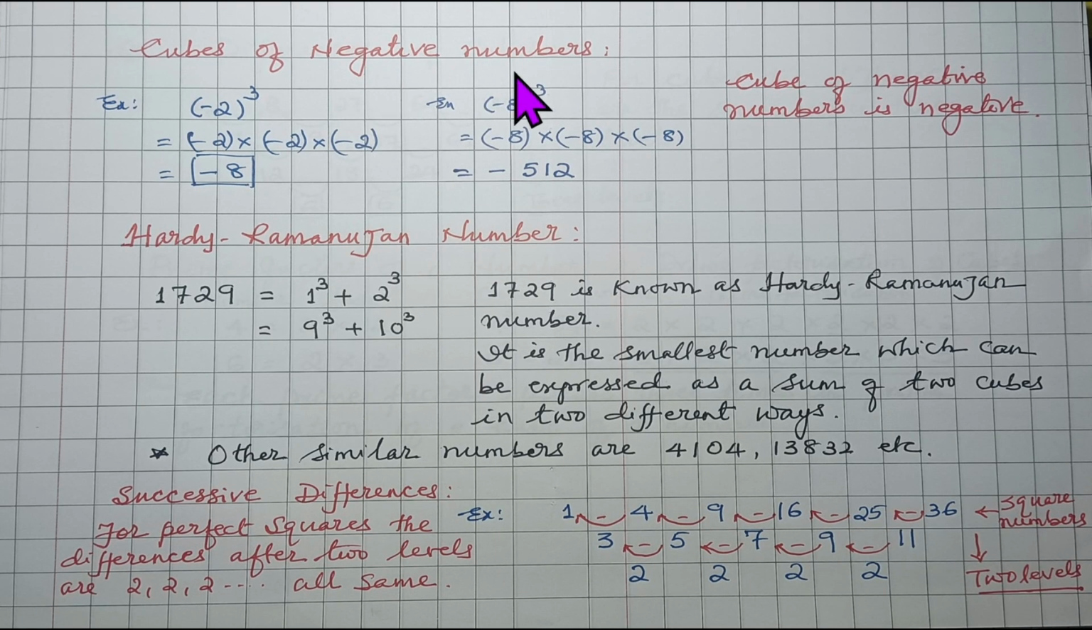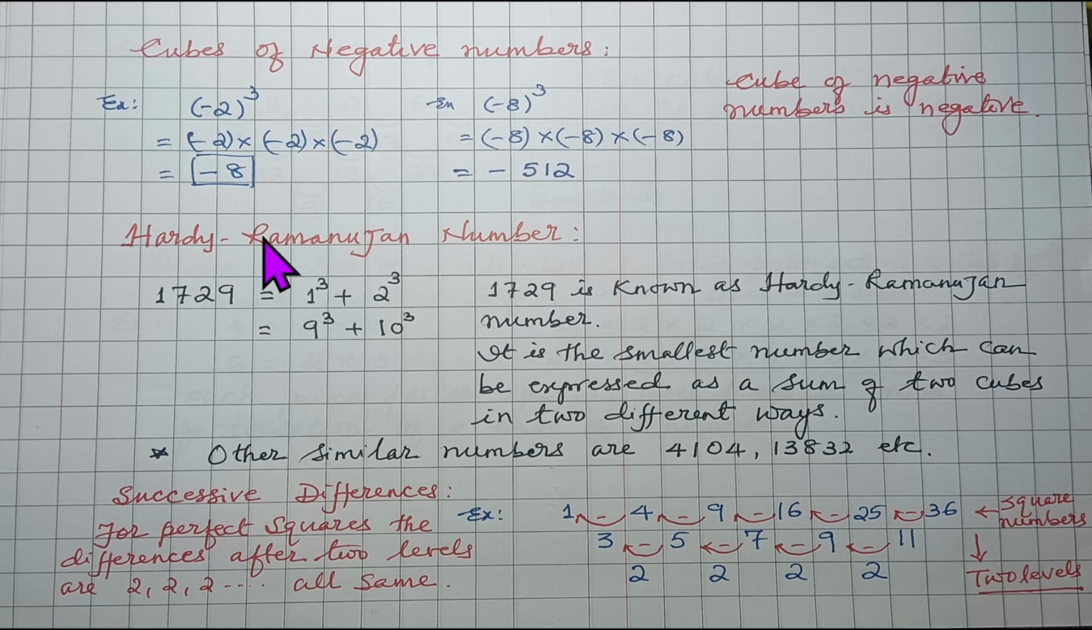Now coming to the cubes of negative numbers. Remember, the cube of a negative number is 100% negative, as the minus sign is multiplied 3 times. Minus into minus becomes plus, plus into minus becomes minus. So therefore it is always negative. Remember, the cube of a negative number is always negative.